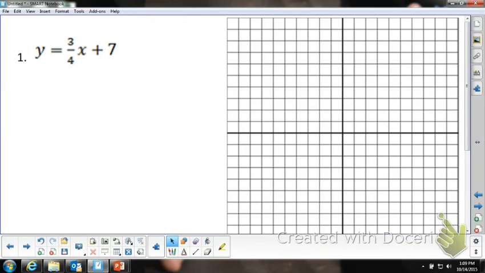So our equation is y equals 3/4 x plus 7, and it is already in slope-intercept form. So my first step is I'm going to plot my y-intercept. That is my b. So I'm going to plot this point 7 on my y-axis, and that's your vertical axis. So I'm going to go up to 7 and put my first point.